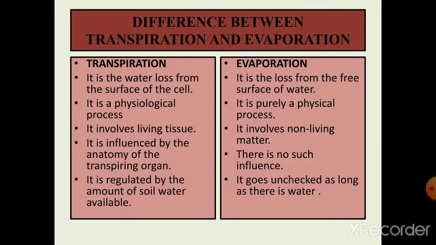Now let us see the difference between transpiration and evaporation. Transpiration is loss of water from the surface of the cell. Evaporation is loss from the free surface of water. Transpiration is a physiological process, whereas evaporation is a physical process. It involves living tissues, whereas evaporation involves non-living matter. It is influenced by anatomy of the transpiring organ. That is, there is a difference in transpiration if it is through stomata or cuticle or lenticel.